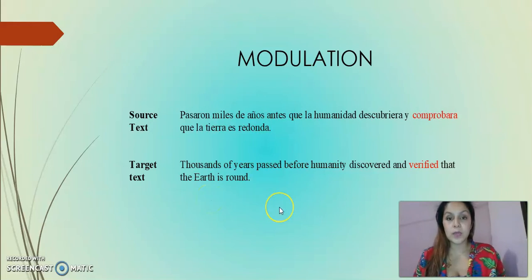Okay, modulation technique is a technique that uses a different word from the source text in the target text. For example, in this sentence, I applied a different phrase, comprobar. I replaced it with verify in the target text, but the sentence keeps the same meaning.